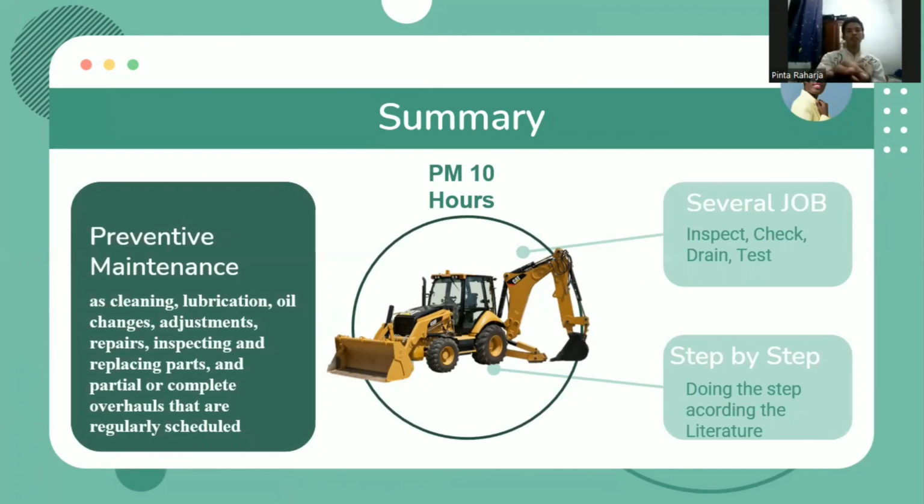First, we must prepare any tools, safety, and literature according to the job. Second, we must do the job based on literature. And last, finish the job without any accident. And the preventive maintenance includes cleaning, lubrication, oil change, adjustments, repairs, inspecting, and replacing parts, and partial or complete overhauls that are regularly scheduled. Then for PM 10 hours, there are several jobs like inspects, check, drain, and test. For the step-by-step, we must do the steps according to the literature.